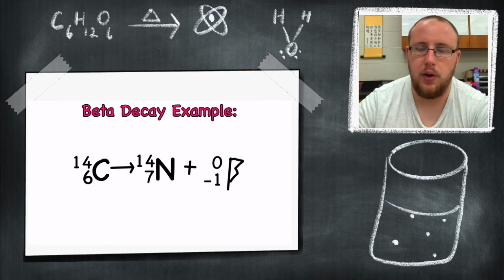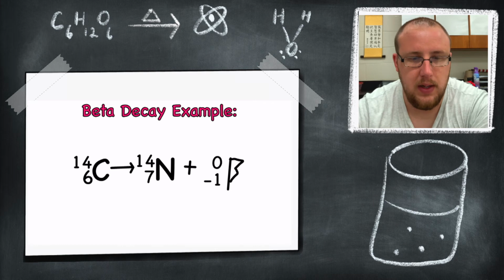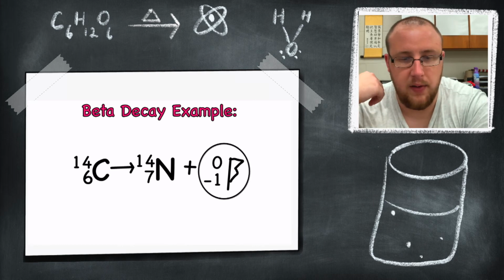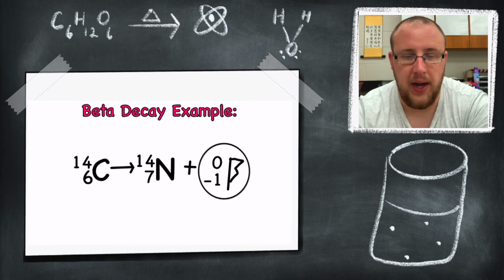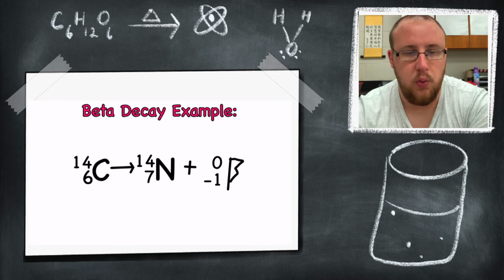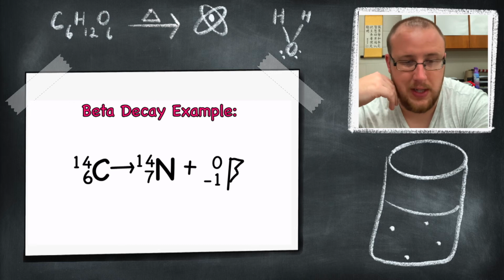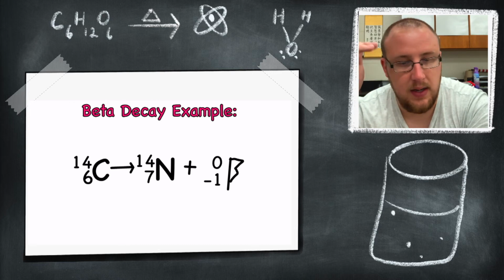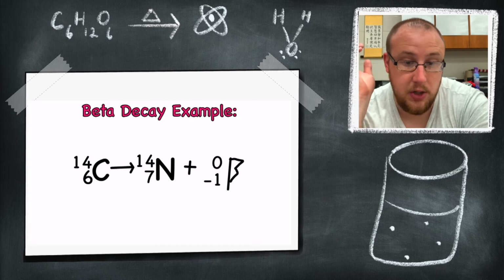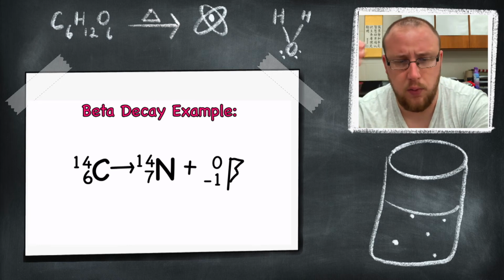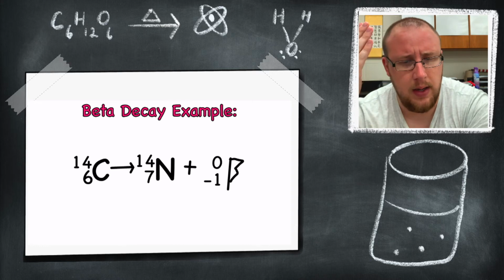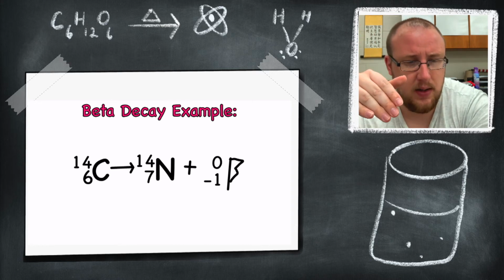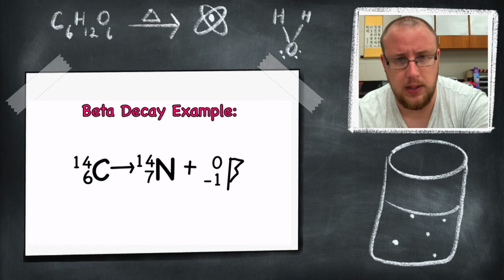So how do we know what a beta decay looks like? Well, we see that 0, -1 beta icon. Okay, that's the loss of an electron. So we had our carbon atom, 14,6 carbon. Okay, and that's going to decay into 14,7 nitrogen. Whoa. How did we go from 6 protons to 7 protons? I thought mass had to be conserved.